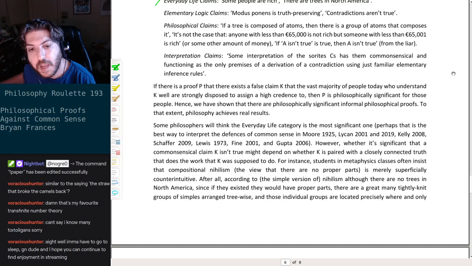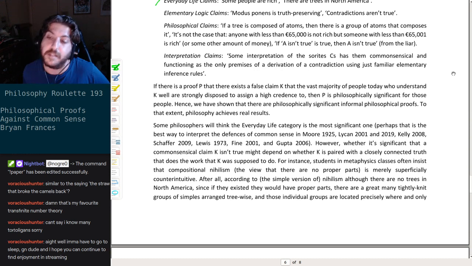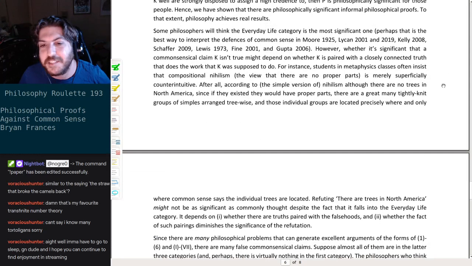Okay, continuing. If there is a proof P that there exists a false claim K, that the vast majority of people today who understand K are well enough or strongly disposed to assign a high credence to it, then P is philosophically significant for those people. Sure. Hence we have shown that there are philosophically significant informal philosophical proofs. Sure. To that extent, philosophy achieves real results. So here's where we were going. They just wanted to say that we matter, philosophy achieves real results. Woo!